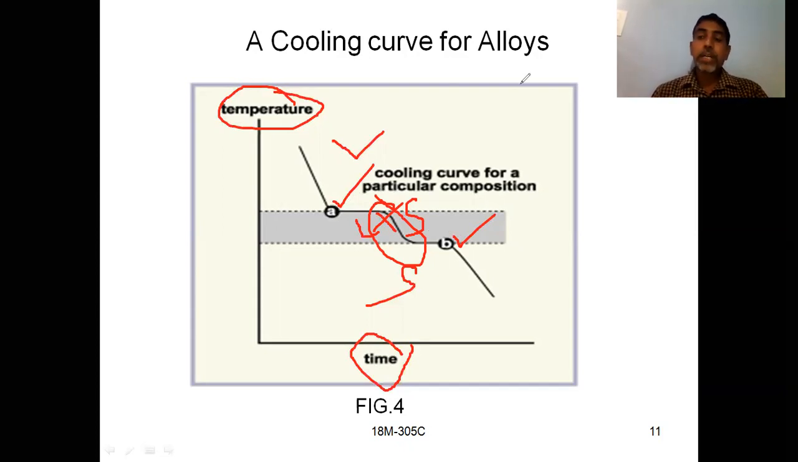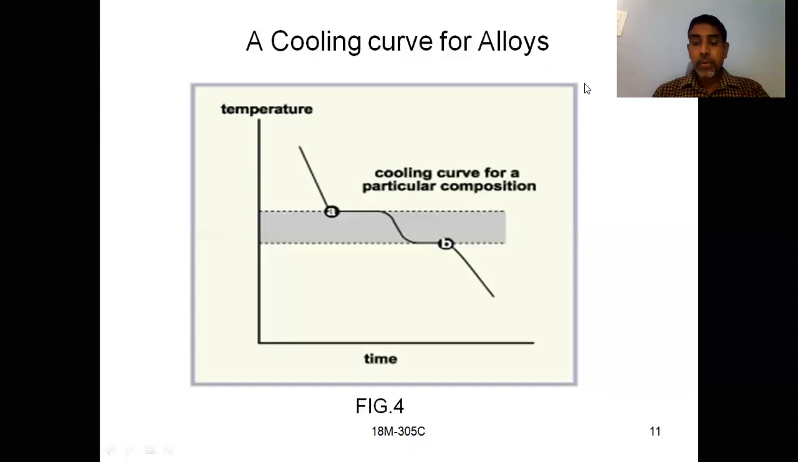It is similar to our example of pure water, but here it is not a complete straight line. Here you are having a straight line, and later you are having some inclination, and later some straight line again. That means you are having a temperature range here, right?